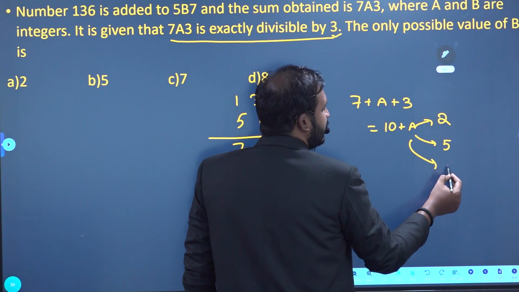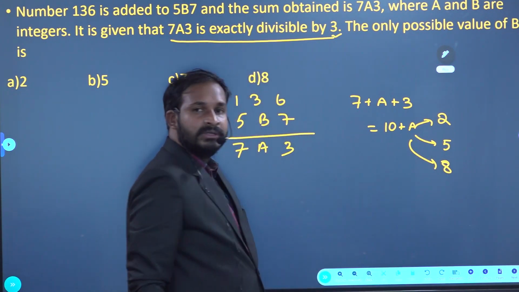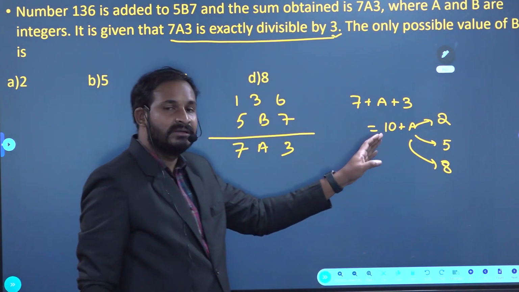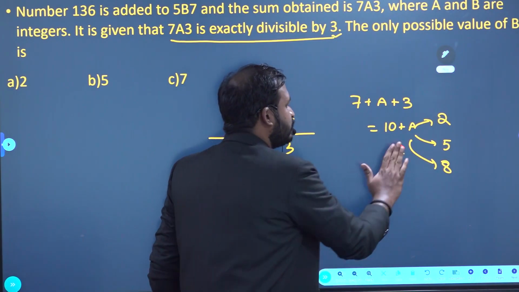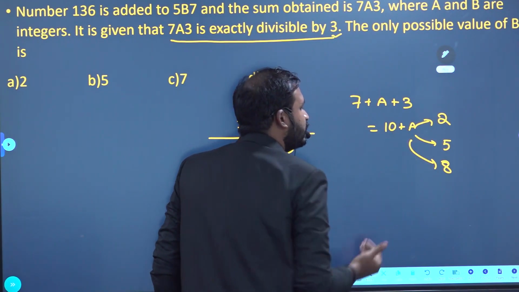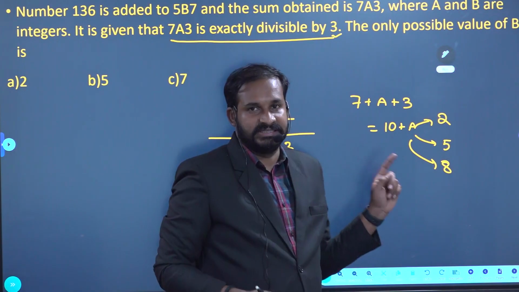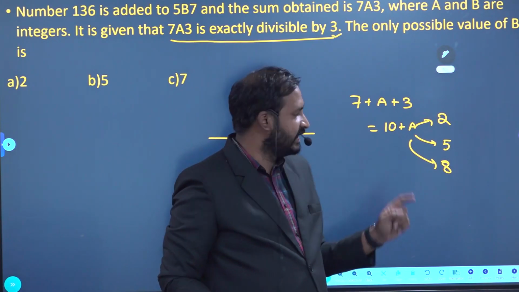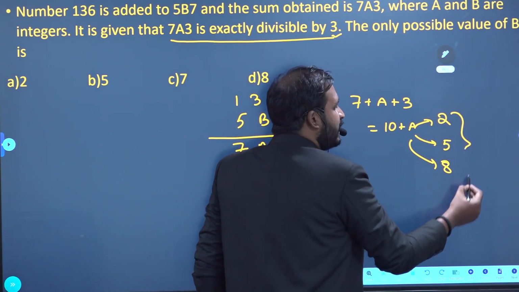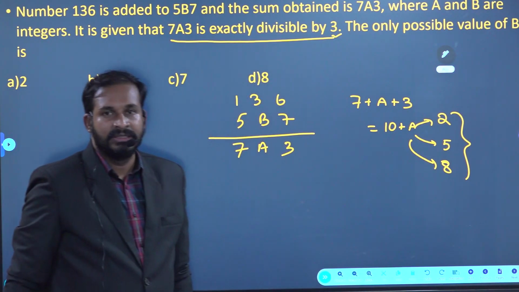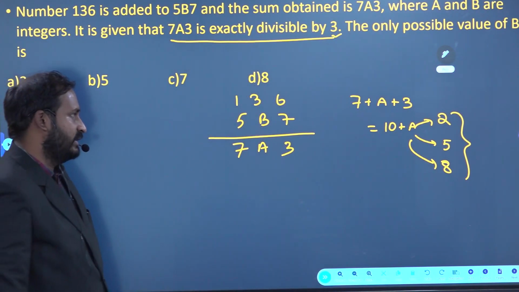And similarly I can take A value as 8. Right? I cannot take 12 and all those things. Why? What is the reason why I cannot take 12? A is a single digit. So the choices for A are 2, 5 and 8.